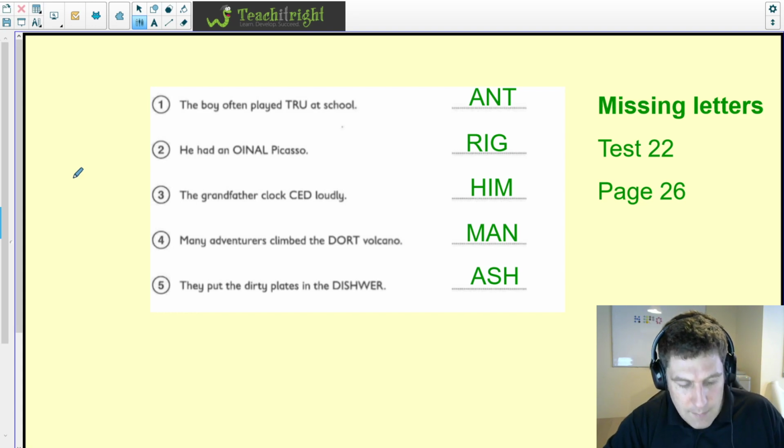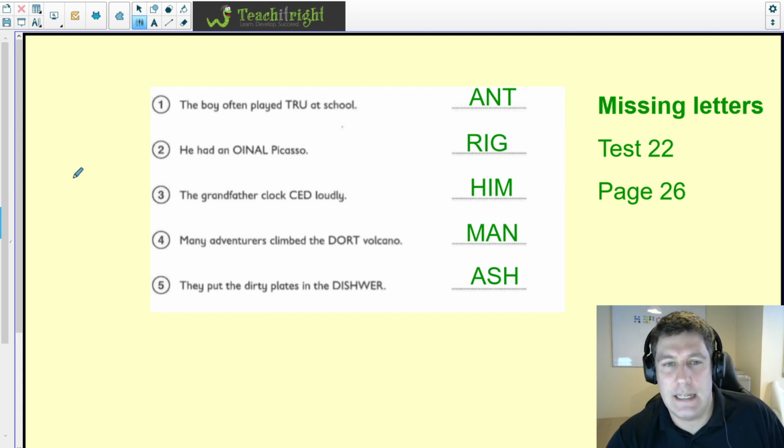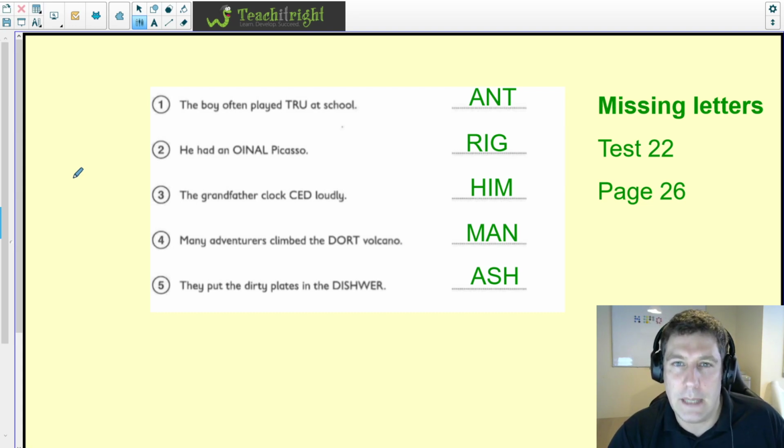So with this test, these missing letters, and again you may remember doing them in your lesson this week, the way that we need to work them out is we read the sentence and then we work out, we've got some letters in capitals, we've got to work out what word that is and what it should spell, and then once we know the word, we're going to cross out the letters that we were given to leave us with a 3-letter word.